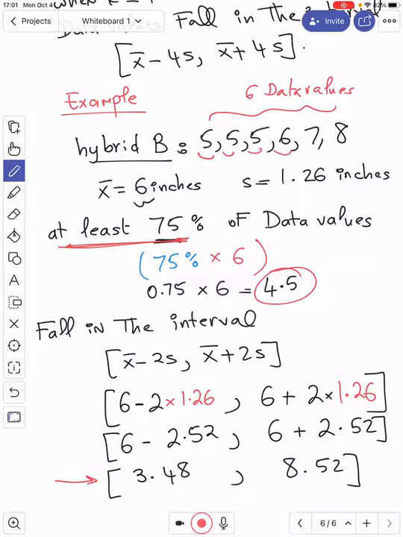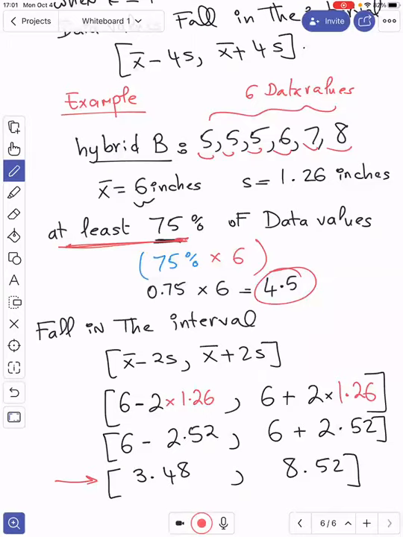The same for 6. 6 is between 3.48 and 8.52. Same for 7, right? And the same for 8. So actually all the numbers, or the data values, fall in this interval.